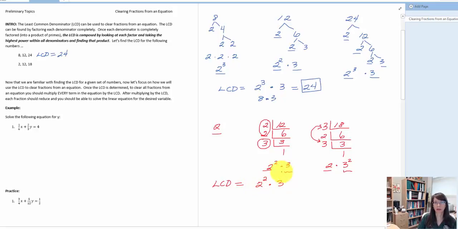Then compare all your 3's. 3 to the power of 1, 3 to the power of 2. 2 is the higher power, so we need to include the higher power. 2 squared makes 4. 3 squared makes 9. So 4 times 9 is going to give us 36 for our lowest common denominator.